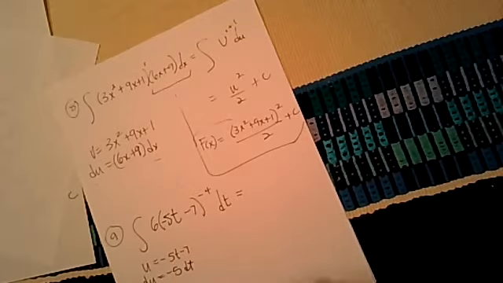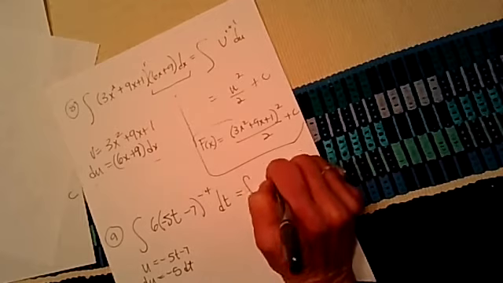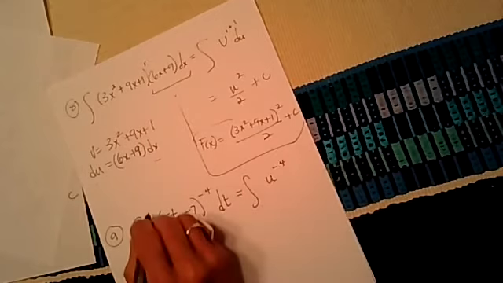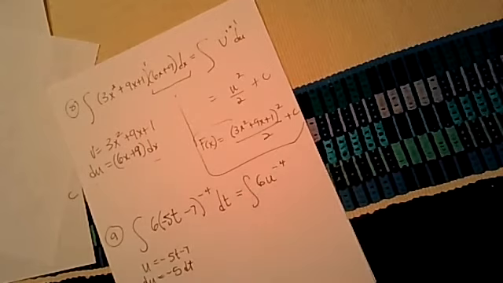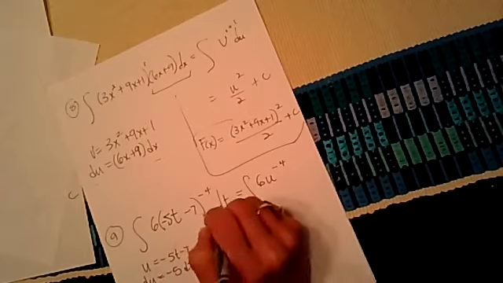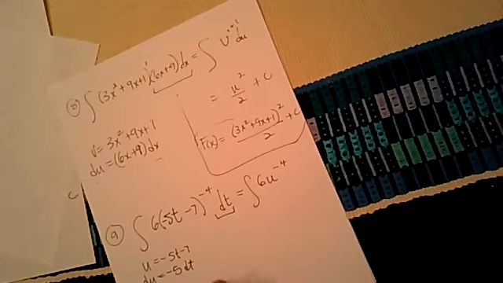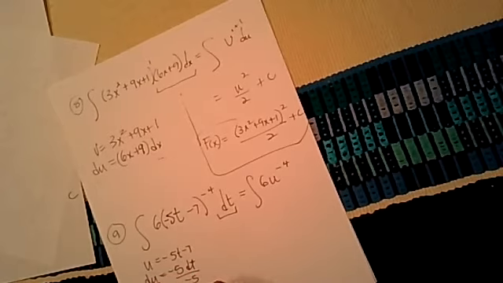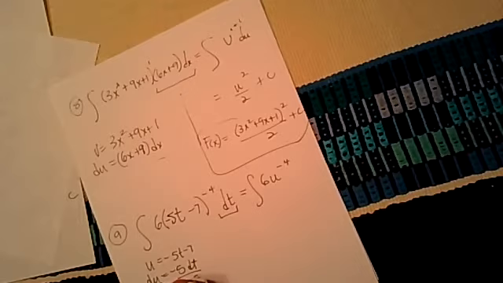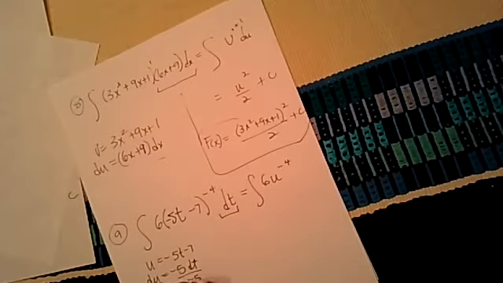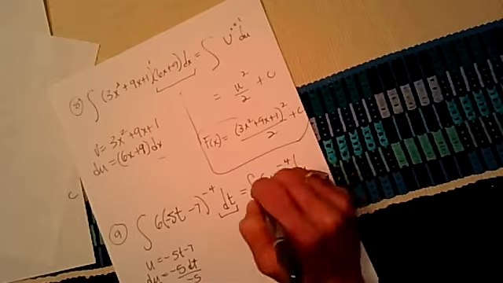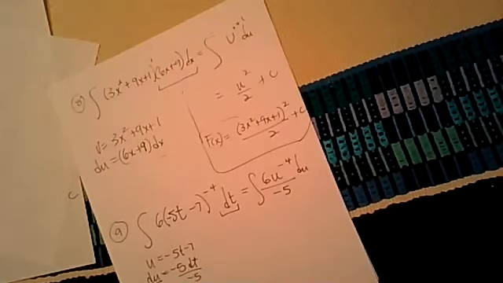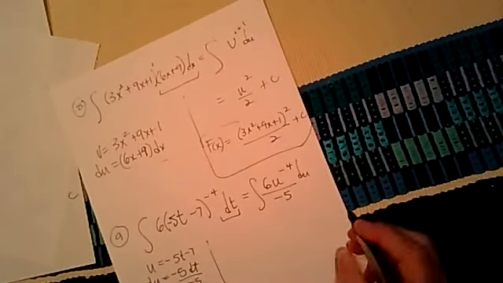Okay, all right, so that's going to be the integral of u to the -4th, right? And I bring my constant term over, and what's left over? dt. Well, what is dt? I divide both sides by -5, so dt is du over -5. So now I just apply my rule.